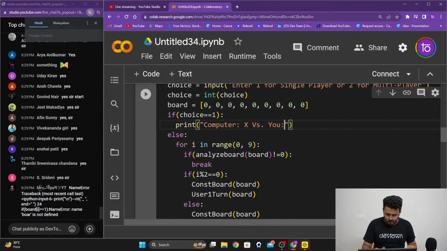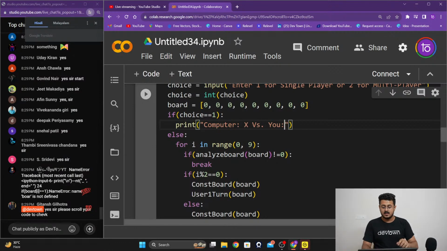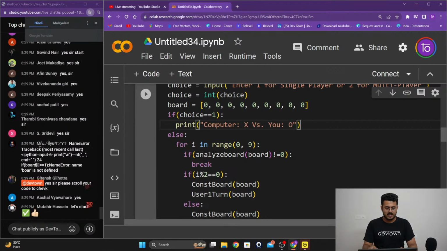A sort of goo on my laptop right over here. Okay, and you are O right over here, guys. So just the basic, guys, nothing too complicated about it. The computer is X and you are O, just to provide a little bit of information right over there.